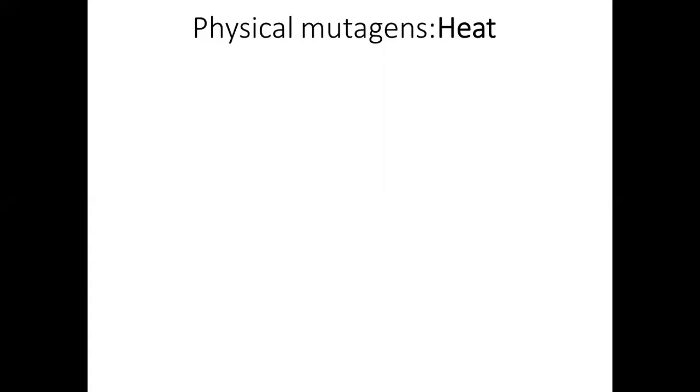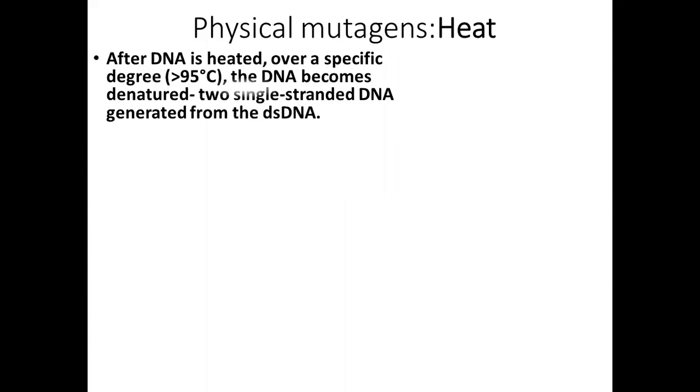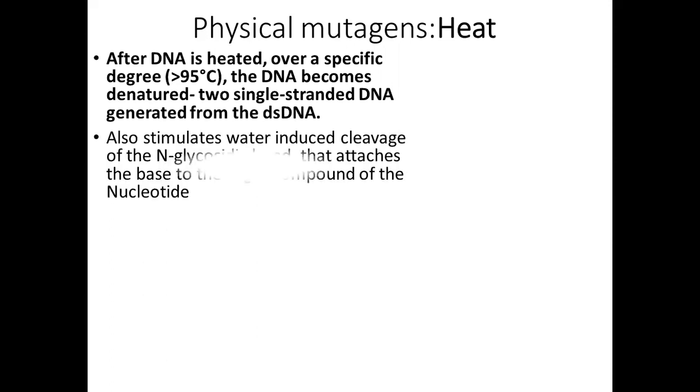The other physical mutagen is heat. When heated to a specific temperature, above 95 degrees Celsius, the DNA double strand is denatured, so the two strands of DNA are separated. Heat also stimulates water-induced cleavage of the N-glycosidic bond, which attaches the base to the sugar in the nucleotide. So heat will cause denaturation, and it will also induce cleavage of the glycosidic bond between the sugar and the base.